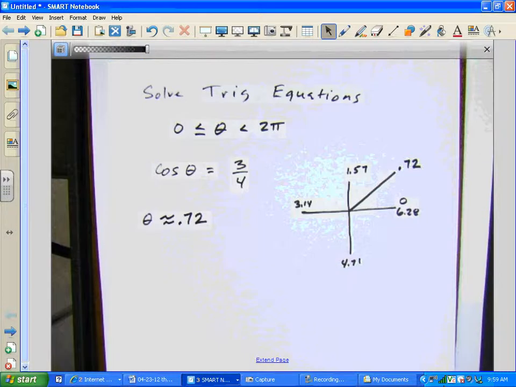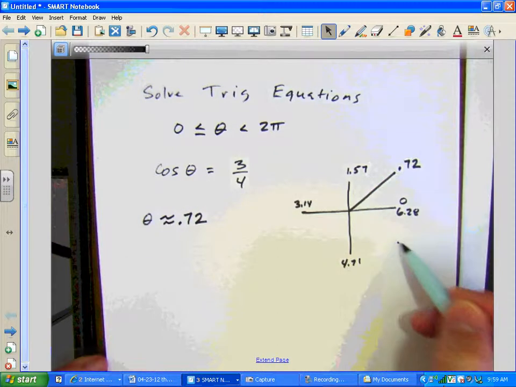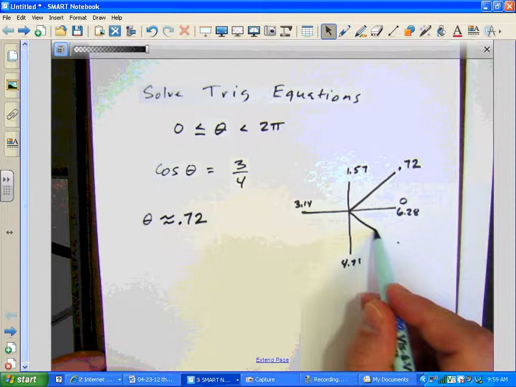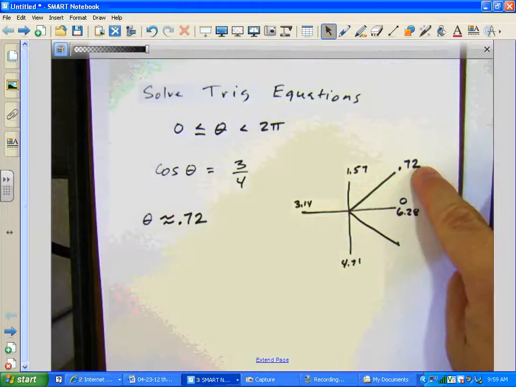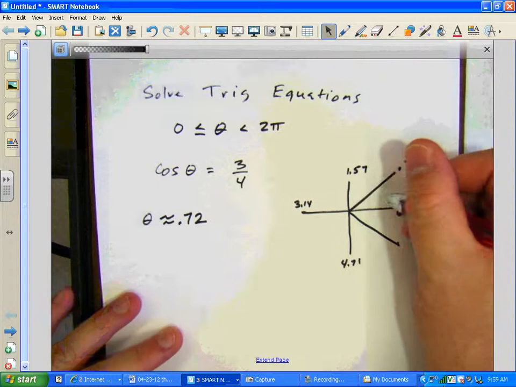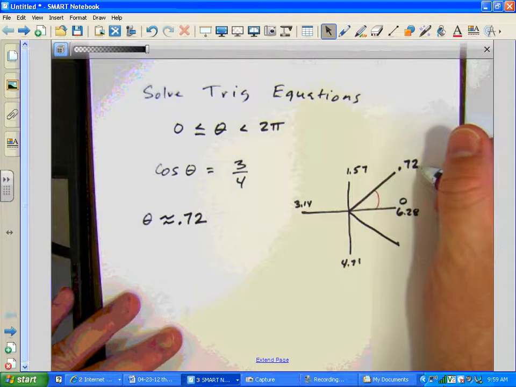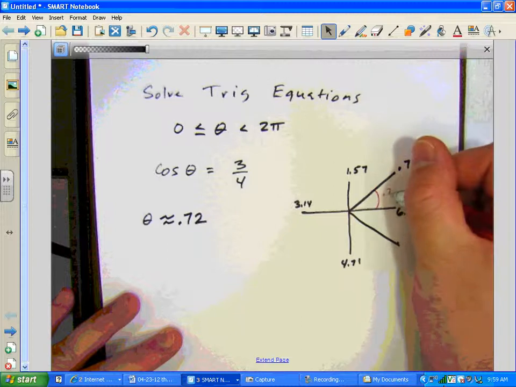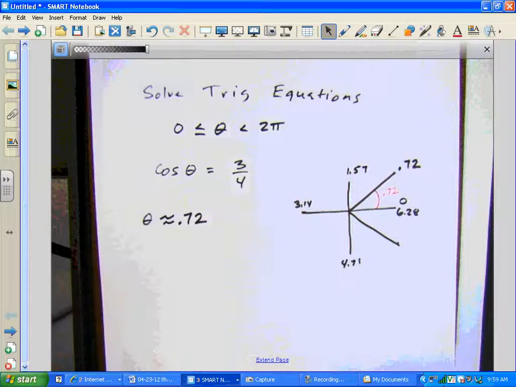Now to figure out this angle in the fourth quadrant, basically it's going to be the reflection of this angle. So it would reflect down this way. The way I'm going to figure that angle out is to use a reference angle. Since this angle is in the first quadrant, and I always do my reference angles in red, what's this reference angle going to be? 0.72. It's the same, right? Remember, if it's in the first quadrant, the reference angle is the same.